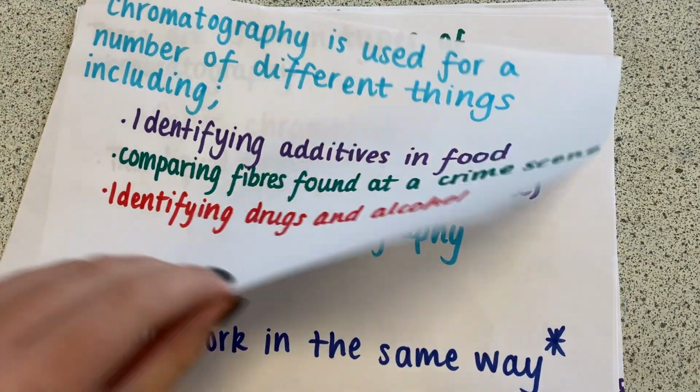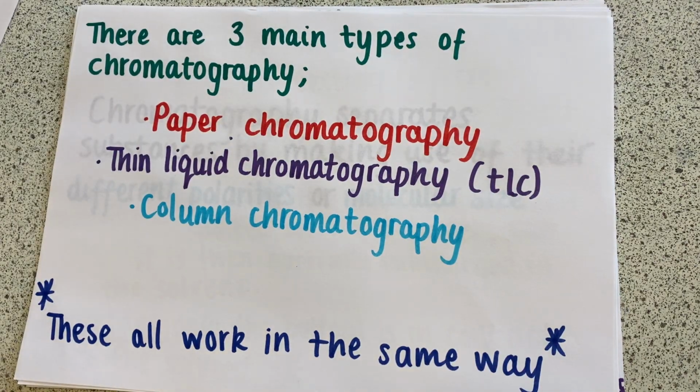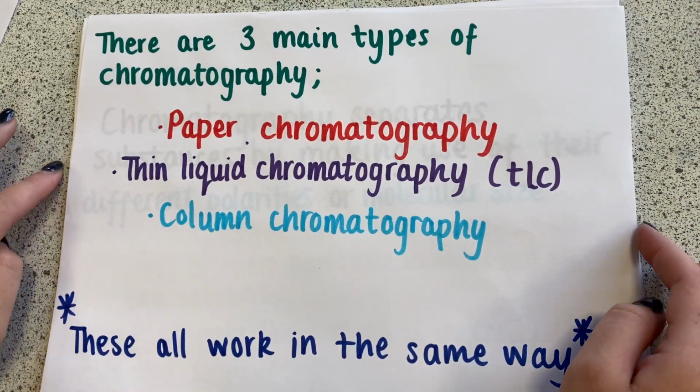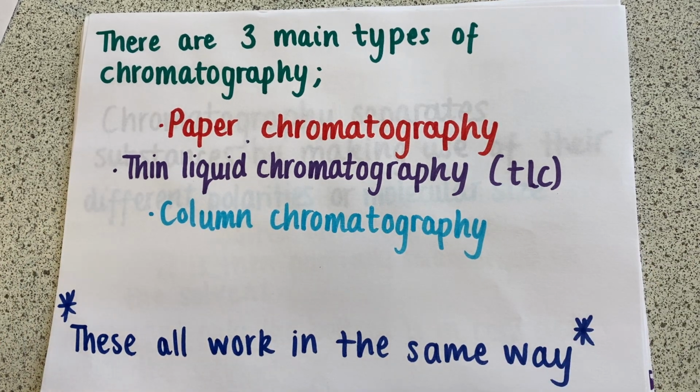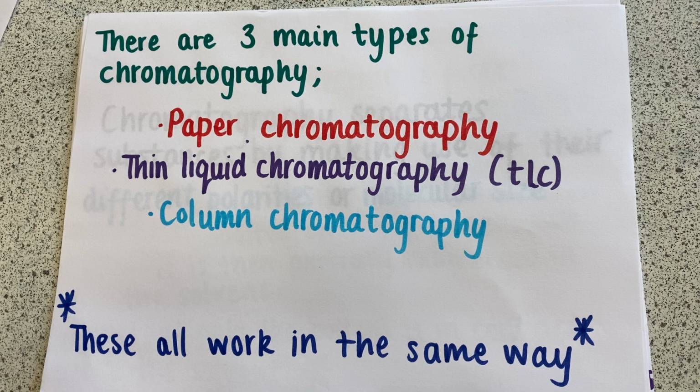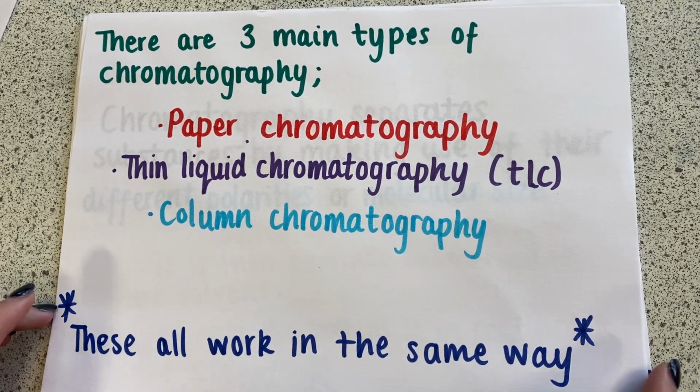There are three main types of chromatography, which all work in the same way. You've got paper chromatography, which is the one you will have seen in school. We have thin layer chromatography, which is TLC, and we have column chromatography. These all work in the same way, they're just used for different states of matter.